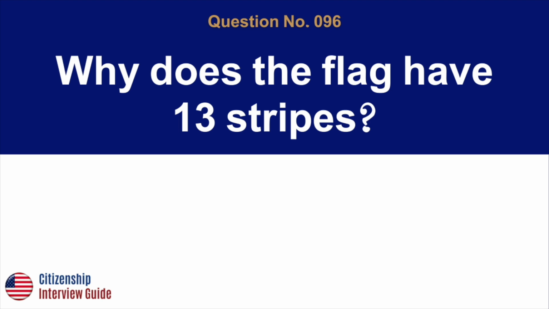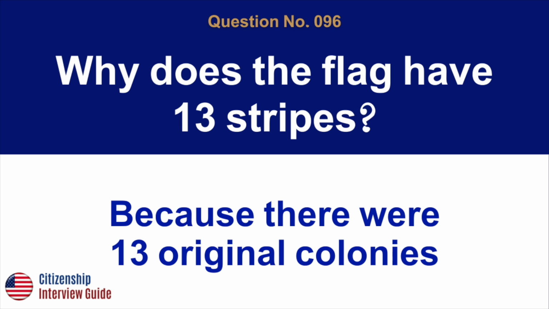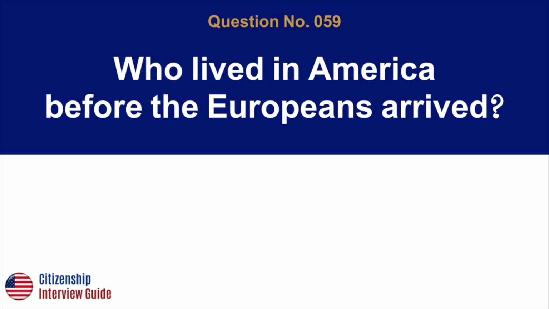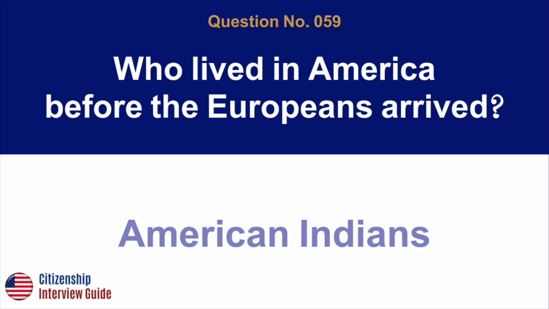Why does the flag have 13 stripes? Because there were 13 original colonies. Who lived in America before the Europeans arrived? American Indians.